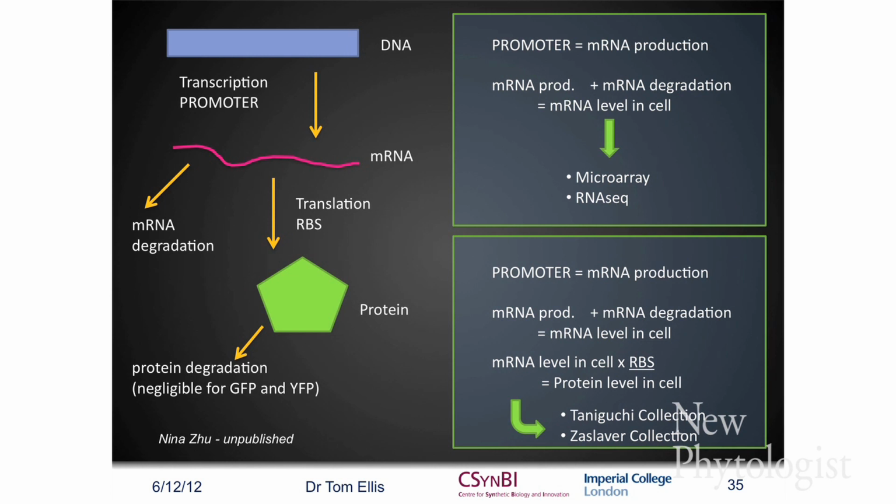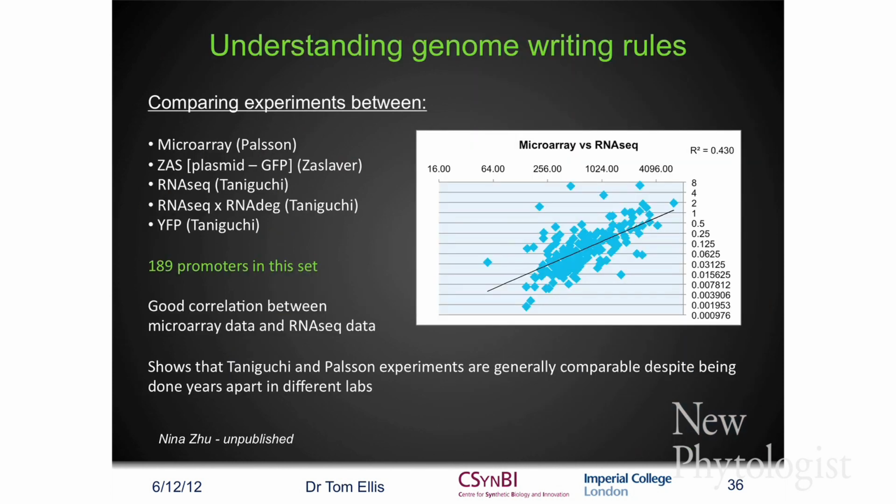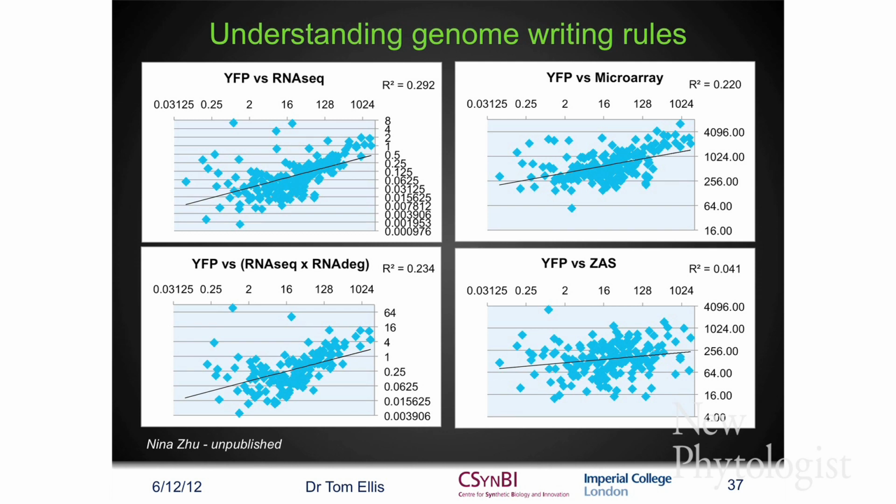and effectively by comparing all of these, we have reasonable measurements for all of these processes. So we compared experiments between microarrays, such as one done way back in about 2000 from Bernard Palsson's group, with RNA-seq and RNA degradation, and YFP from the Taniguchi work, and the Zaslaver data from Zaslaver's papers. In the end, all of these data sets had some promoters missing, so we only managed to get down to about 200 that we were confident are represented very well in all of these different data sets.